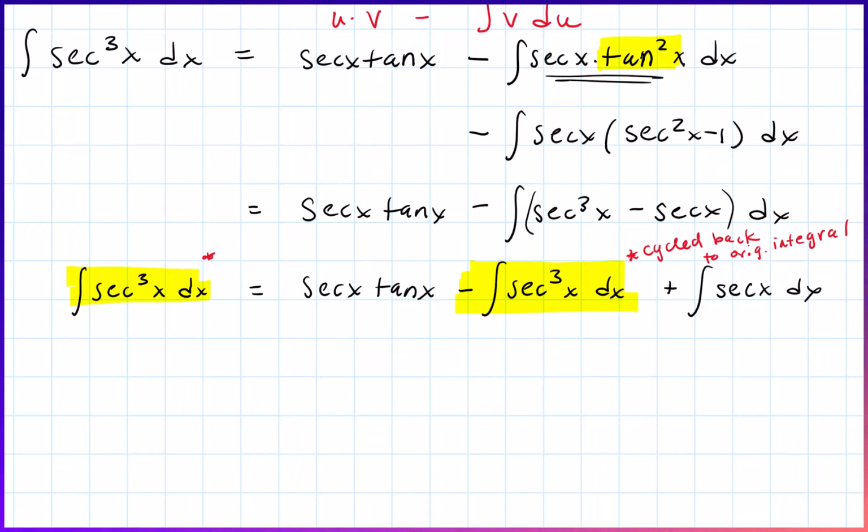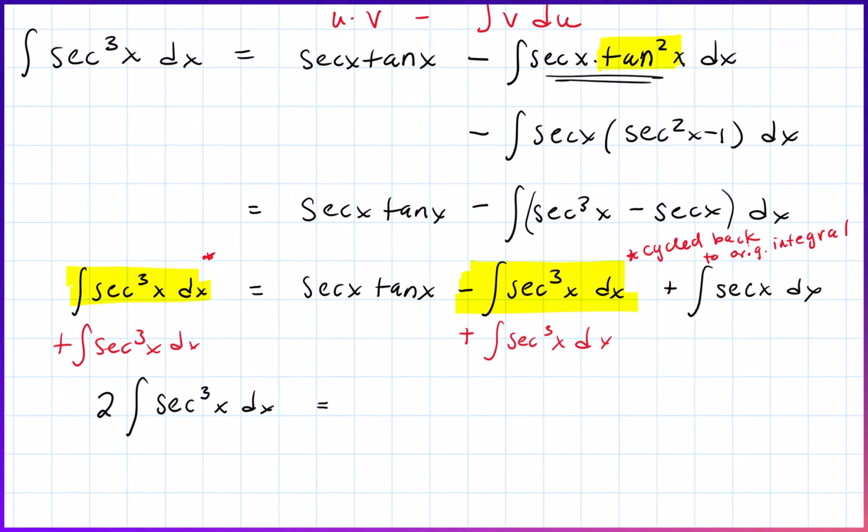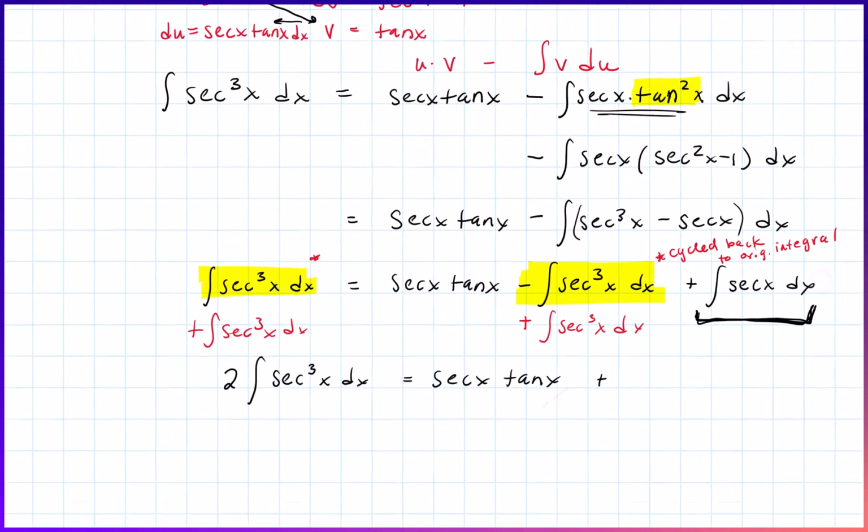Now when that happens, what I can do is I can actually add that integral to this integral, leaving me with two of those integrals of secant cubed of x dx. So that takes care of that term. We still have the secant of x tangent of x plus, well, wait just a second, we just found this integral. We know what the integral of the secant of x is.